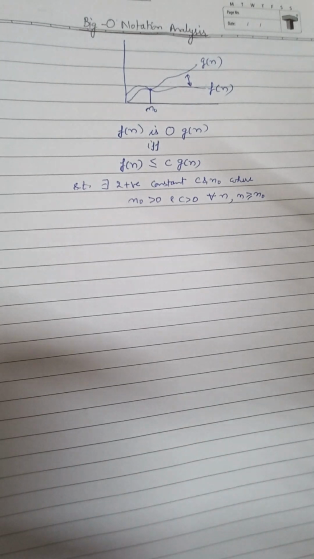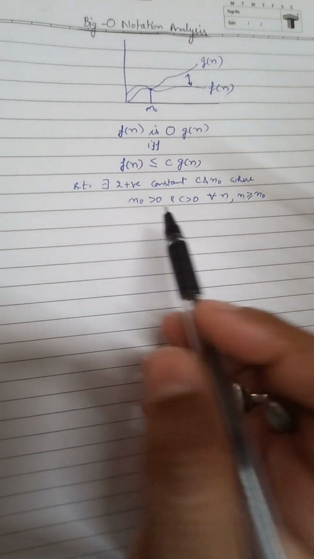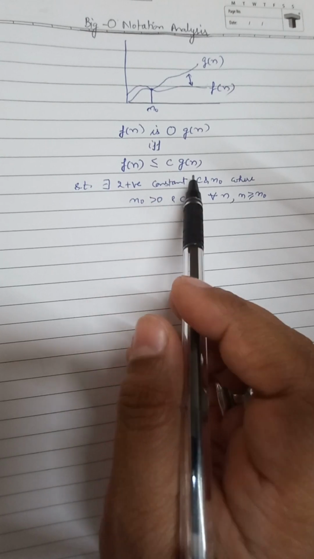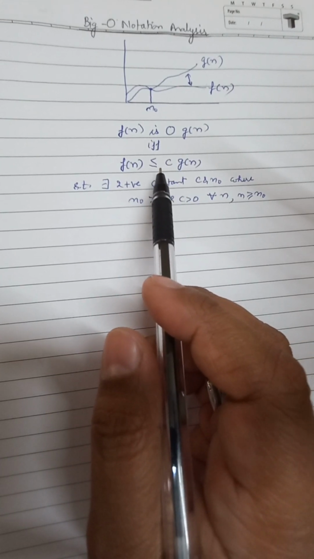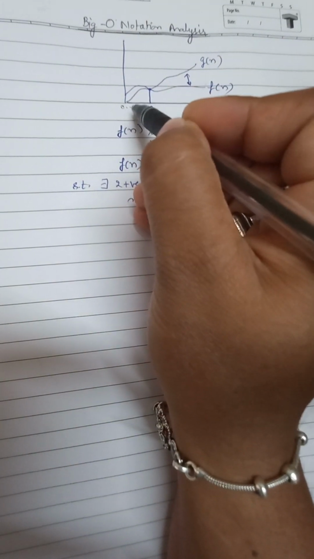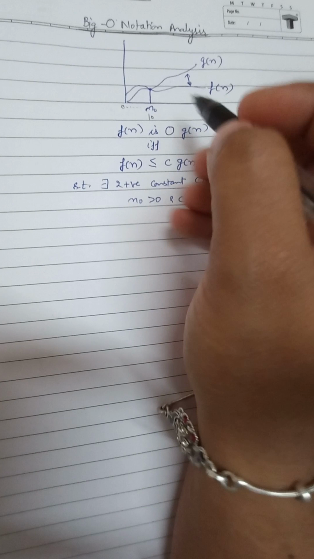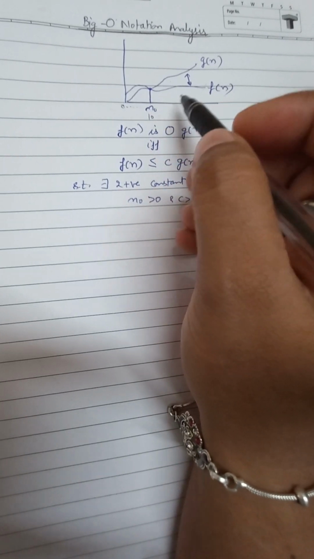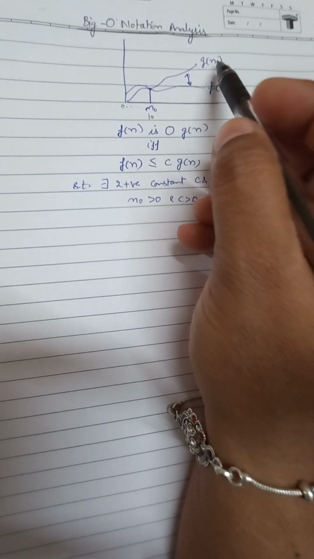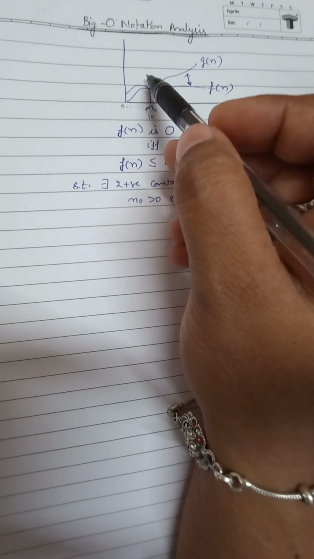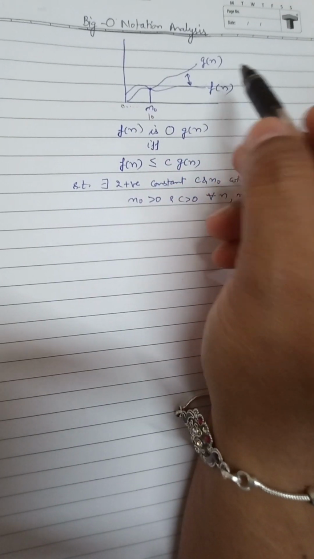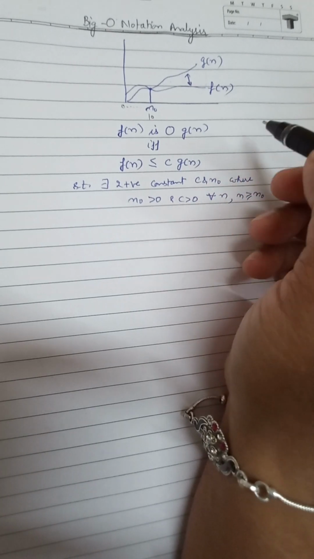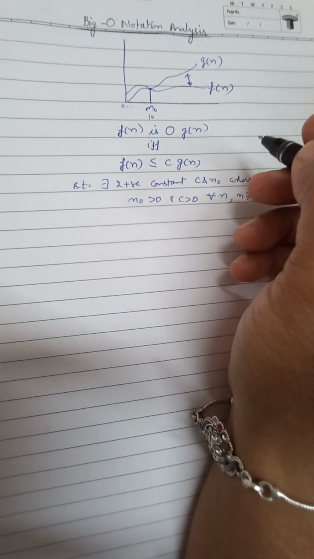What we need to show is that f(n) is always less than or equal to C g(n), and we need to put in some C value, where C is a constant. After a particular value, suppose I take just 10, after that n naught value of 10 this function is always less than g(n). Before that it can be up, it can be down, it can be anything, but after n naught it is always less than g(n). Then we can say it holds the condition for big O notation.